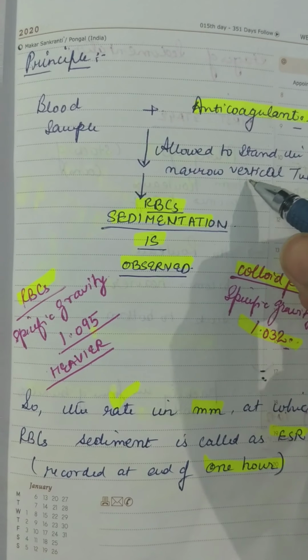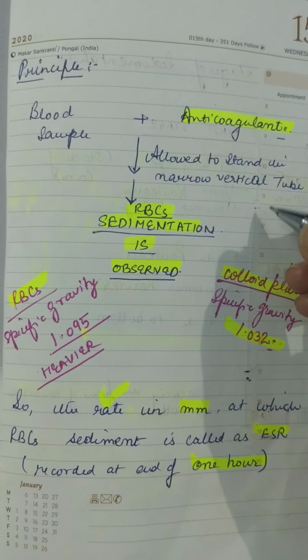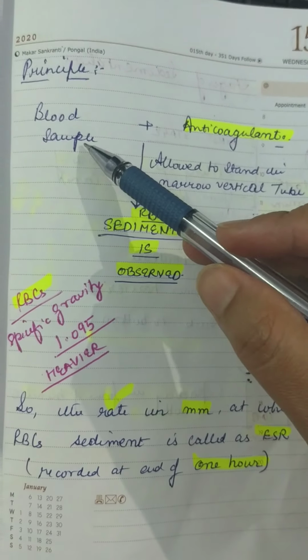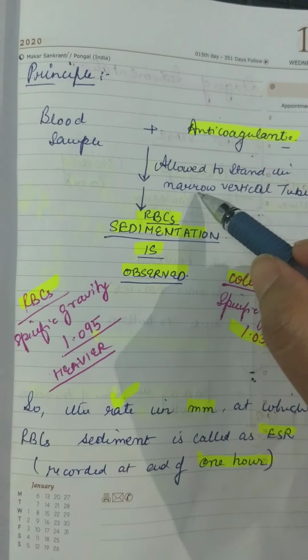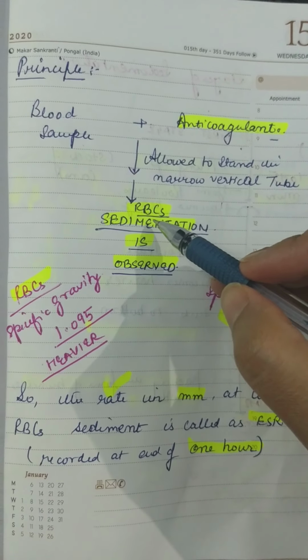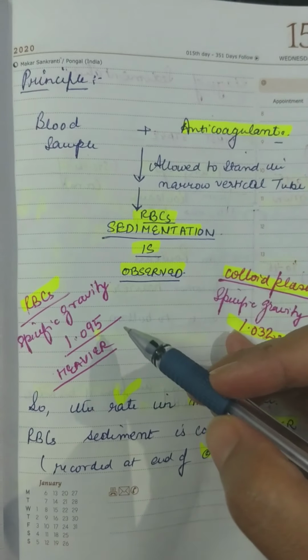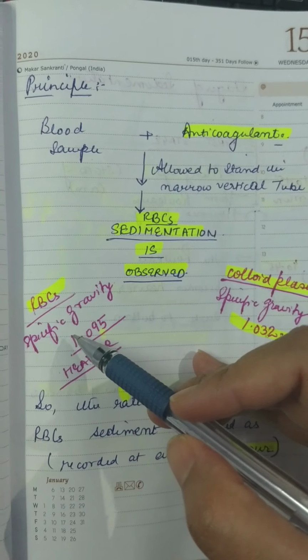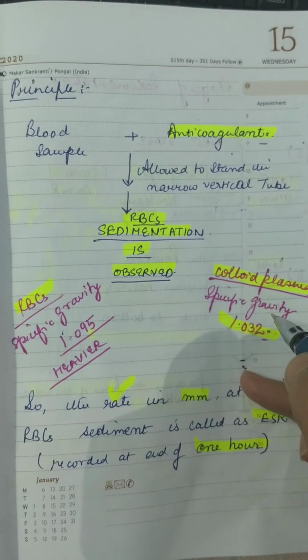Now next we move to the principle. What is the principle behind the settling of red blood cells, which we also call erythrocytes? If a blood sample is taken, mixed with an anticoagulant, and allowed to stand in a narrow vertical tube, the RBCs have the tendency to settle down. The reason behind that settling is the difference in the specific gravity of RBCs and colloidal plasma.